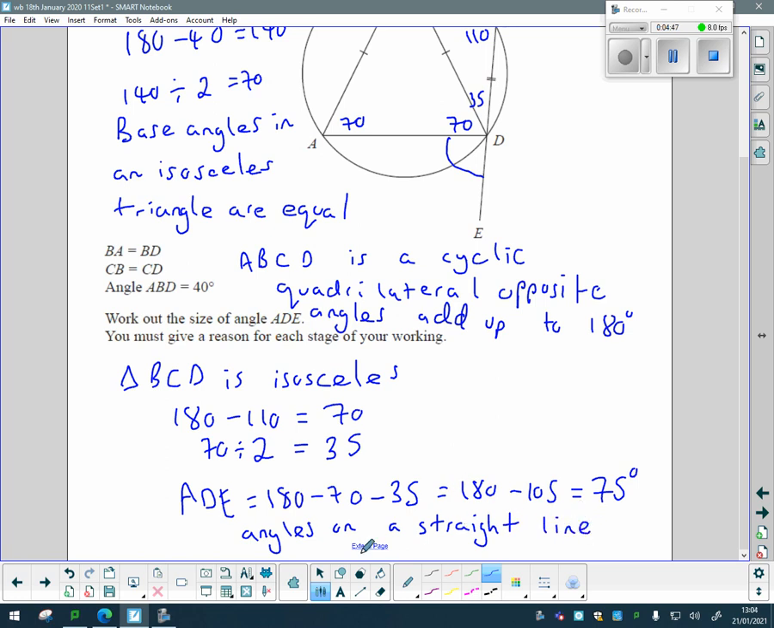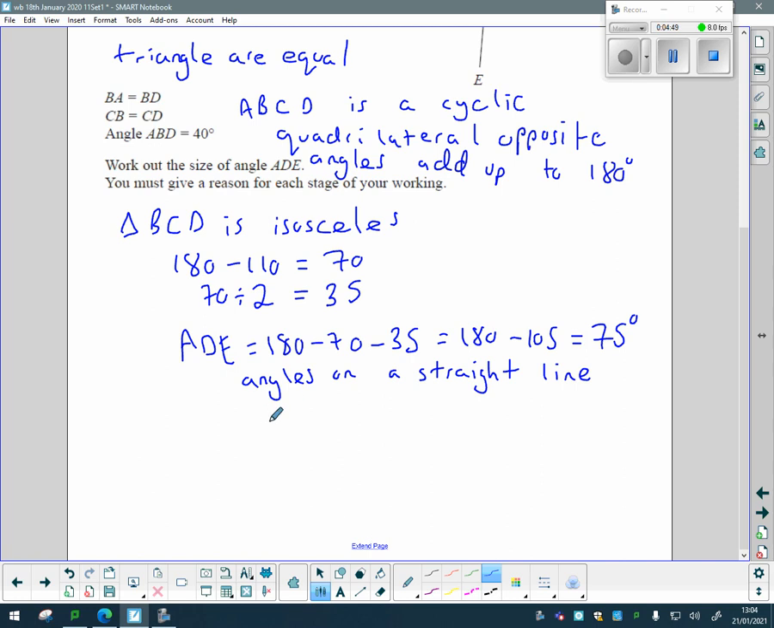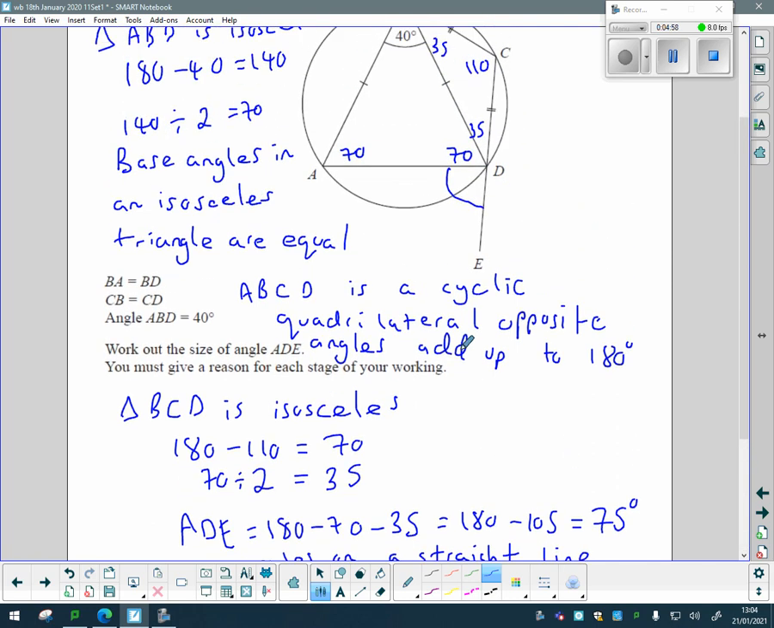I'll just extend that page again. Add up to 180 degrees. And there's my answer there.